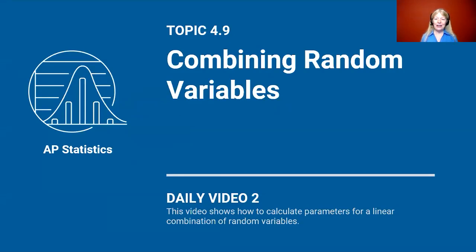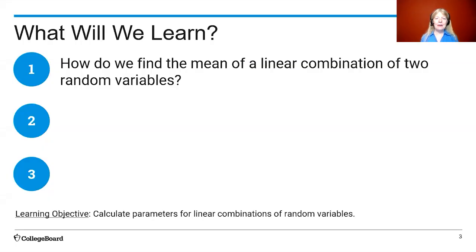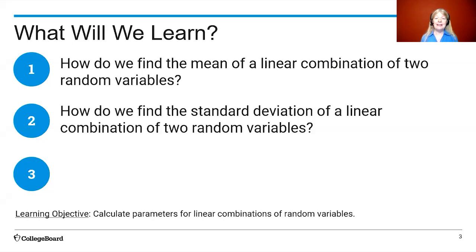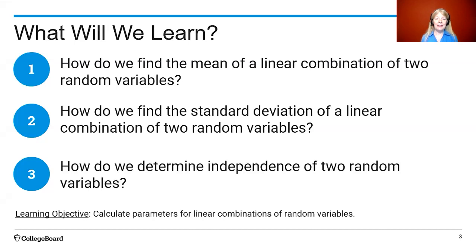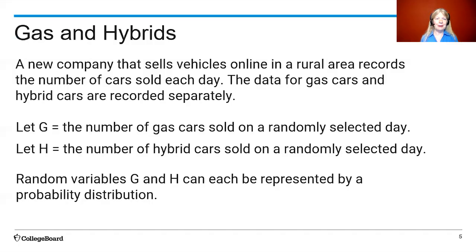This video shows how to calculate parameters for a linear combination of random variables. What will we learn? How do we find the mean of a linear combination of two random variables? How do we find the standard deviation of a linear combination of two random variables? And how do we determine independence of two random variables? Let's look at an example.